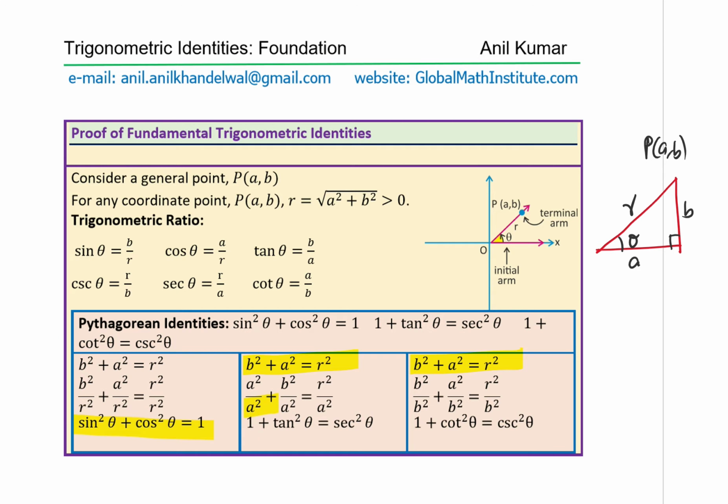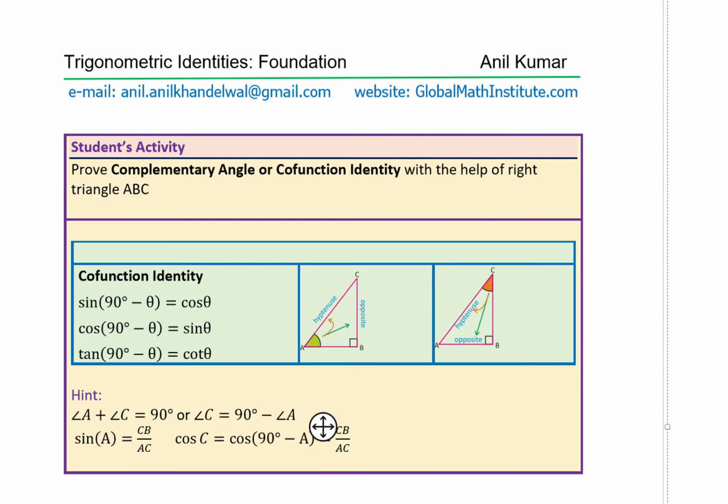If I divide by a square, I prove the second Pythagorean identity, and if I divide by b square, I prove the third Pythagorean identity for trigonometric functions. So I hope you find it very simple and useful. Correct. There are many other identities.